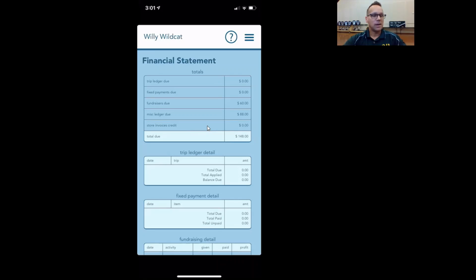Now, we did the fan gear already. That has nothing to do with this. That's just something that we don't use on CHARMS. So just ignore the store invoices. And you can see the total due is $148.